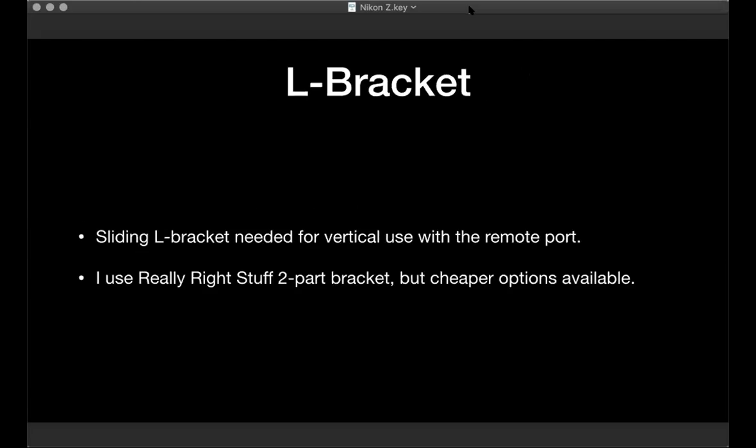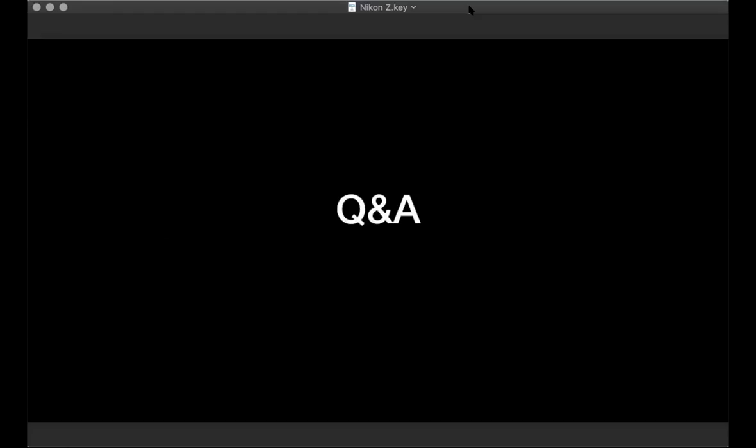A couple important notes on using the Z7 that are different than the full frame cameras. An L bracket. I use an L bracket for vertical use, or just easily changing from horizontal to vertical on a tripod that has an Arca Swiss type quick release head. It's pretty common. Most photographers I see have an L bracket. I use a Really Right Stuff 2-part L bracket on the Zs. I'll explain why in a second, but there are cheaper options available. You need a sliding L bracket for these.